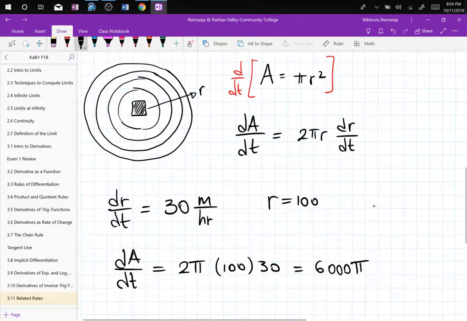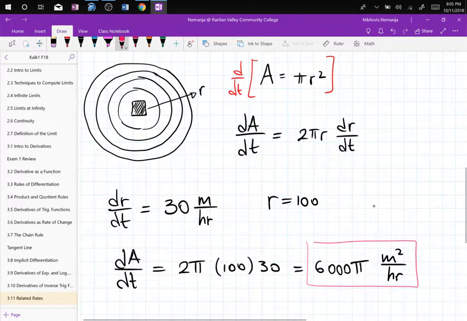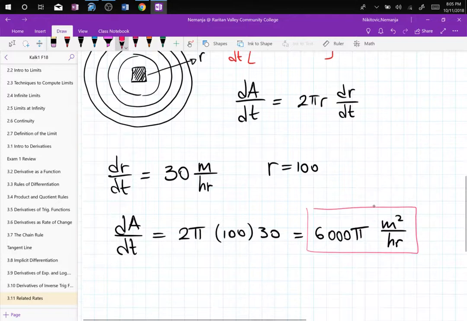Oh, meters squared per hour. So 6,000, and we put the correct units. Now this is roughly 18,000. Right, pi is close to 3. 3 times 6,000 is about 18,000. So about 20,000, whatever. 20,000 meters squared per hour. It's actually a lot.